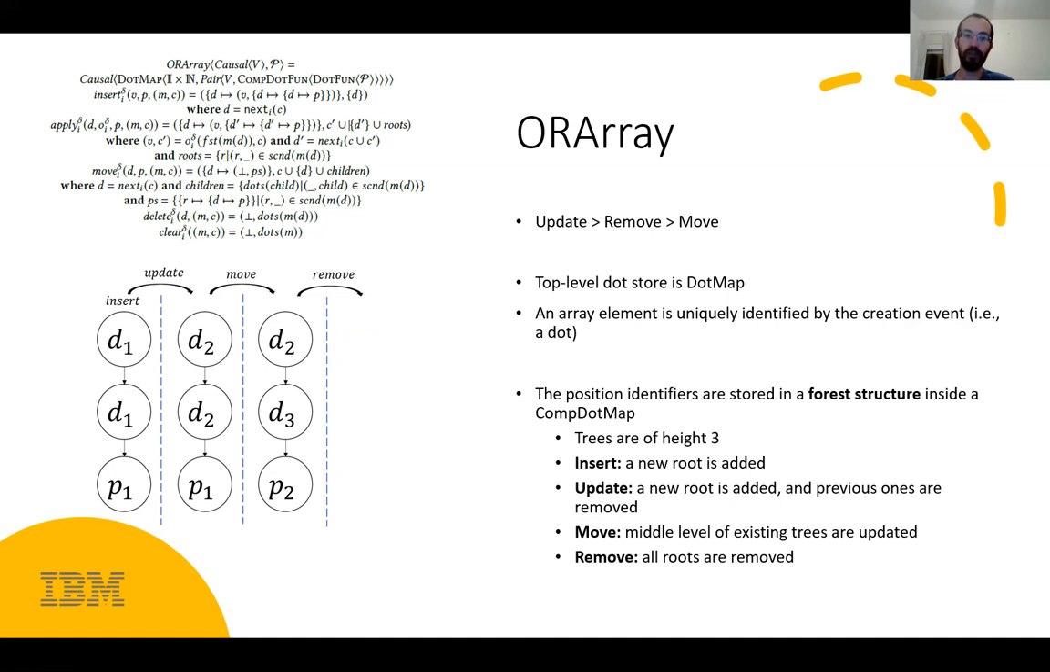The trees are of height 3, and on an insert, we add a new tree, as we can see. On an update, a new tree is inserted, so we insert a new root, and the previous one is removed. And during a move, only the intermediate level is updated. In particular, you can see that we switch to a new position. On a remove, all roots, all trees, are removed altogether from the forest, and the item is deleted from the array.